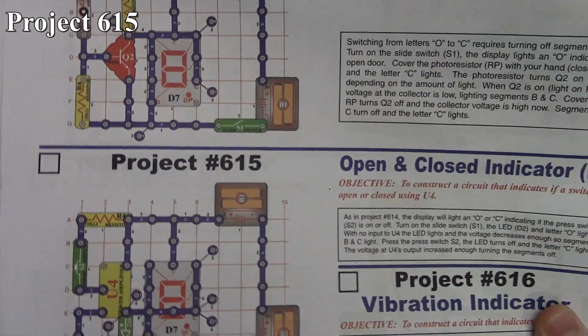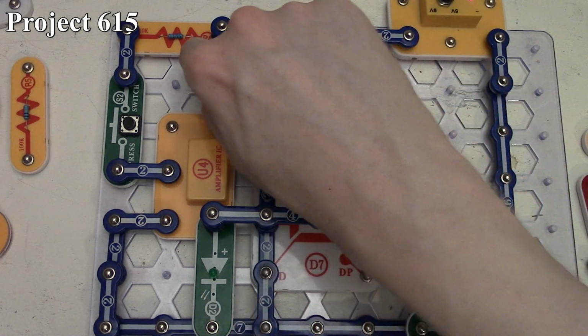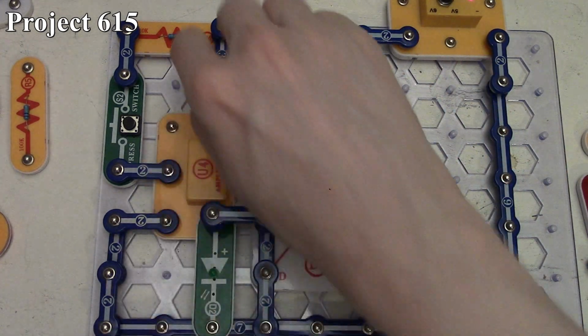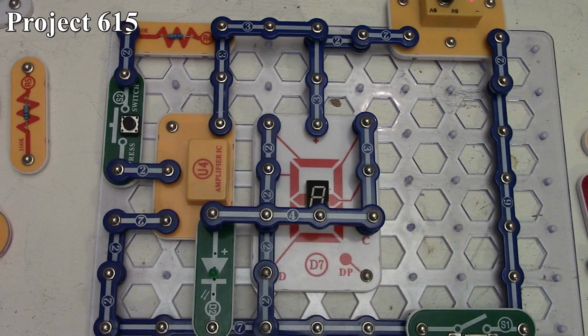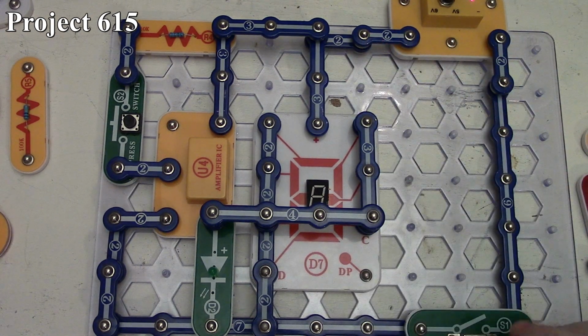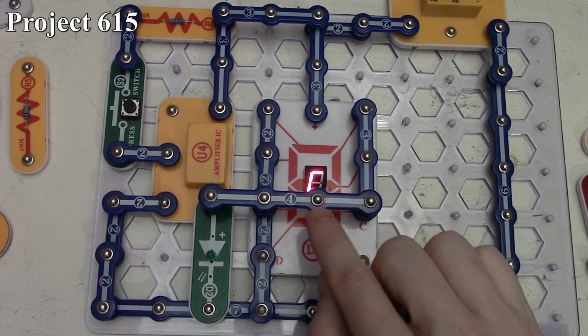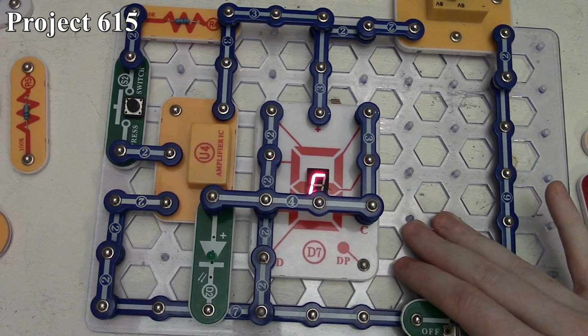So here we are at project 615, the open and closed indicator 2. There it is in the book, and here it is on the board. So this time, instead of our NPN transistor, we have our U4 amplifier IC, and it's going through our 10,000 ohm resistor to our press switch, which is feeding one of its inputs here. And then its output goes to our green LED and then to the segments on the right side of our 7-segment LED. So when we turn the circuit on, it normally displays a C there, which is a little bit blocked by the number 4 snap there.